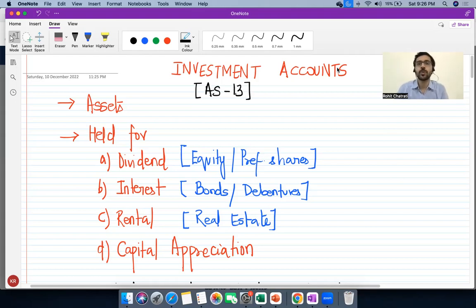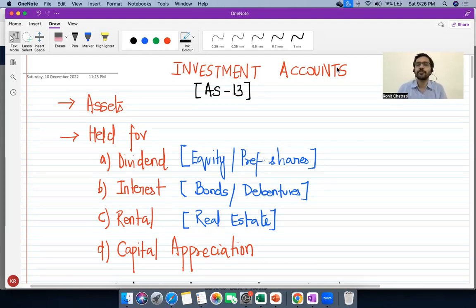Now, through this chapter, we're also going to cover accounting standard number 13. Remember, this accounting standard number 13 is as per the Indian GAAP. This is not as per the Ind AS, which is the converged form of IFRS, but this is the local GAAP that is followed for non-Ind AS entities.